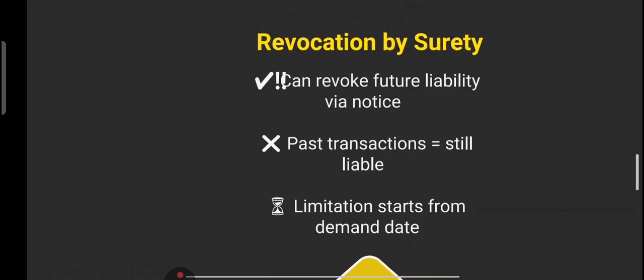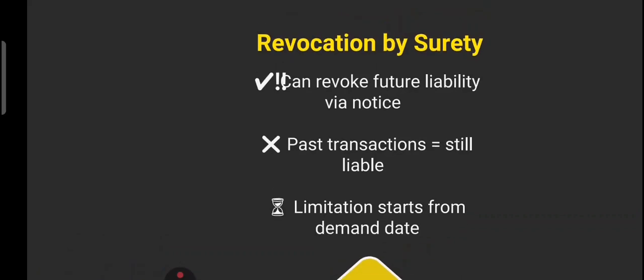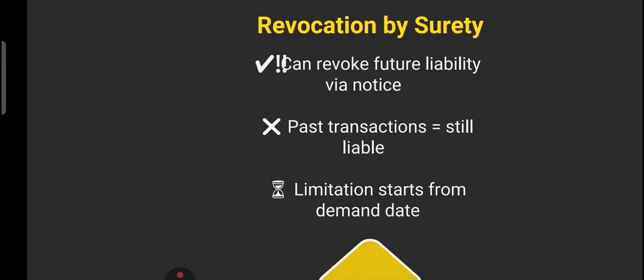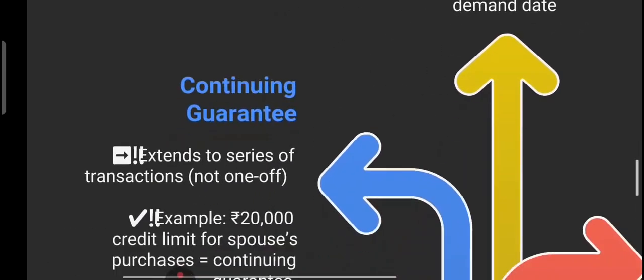So let's start with the revocation by surety. A surety can revoke the guarantee for future transactions by giving notice to the creditor. But here is the catch. The catch is that past transactions still remain valid and the surety remains liable for them. So they can give a letter to the creditor saying that I am not liable for future actions. But there is a catch, that past transactions still remain valid and the surety remains liable for them. And also the limitation period is there, which is the window during which a claim can be made, starting from the demand date.